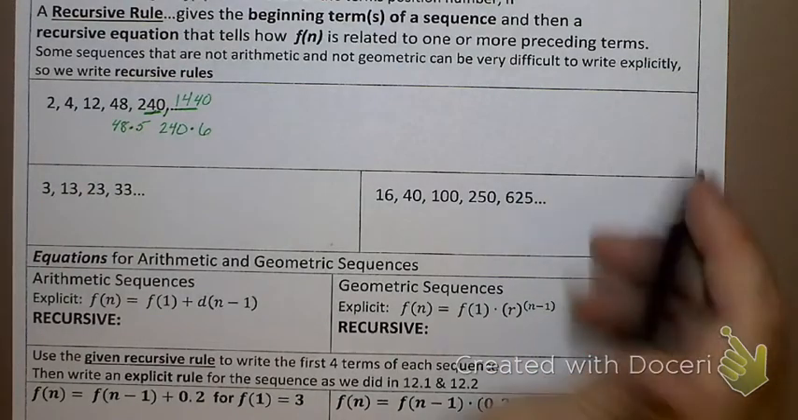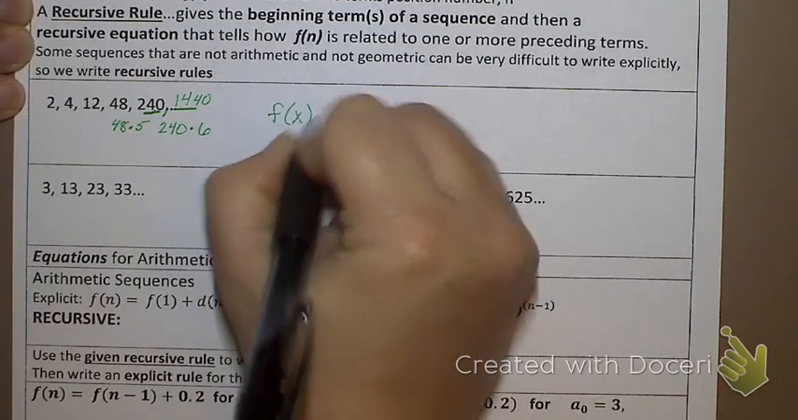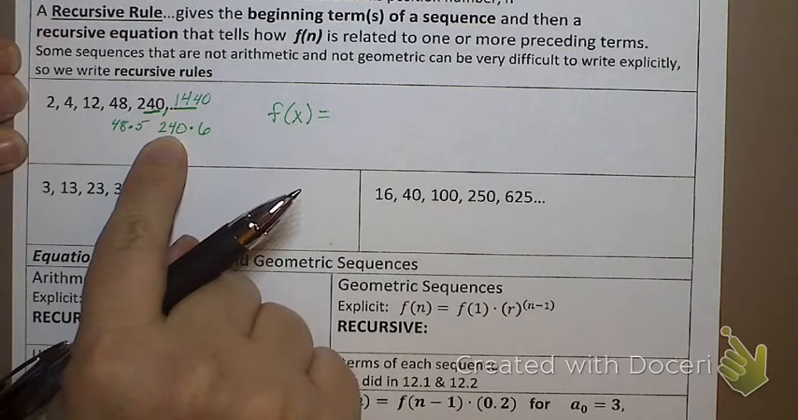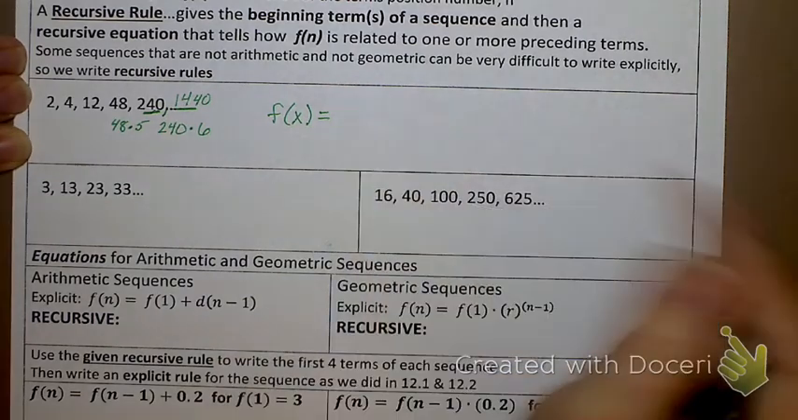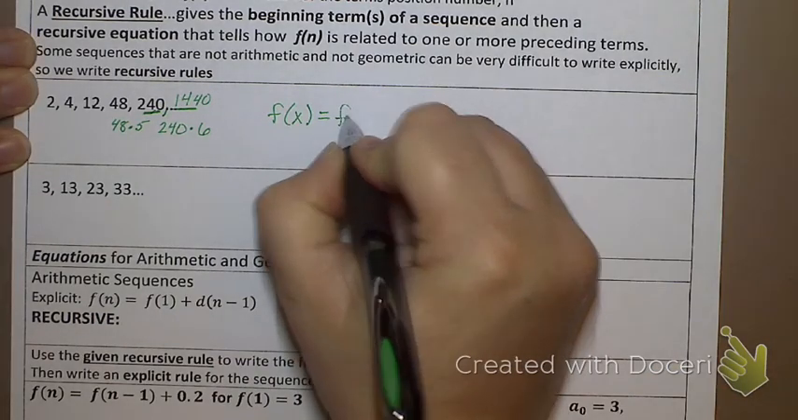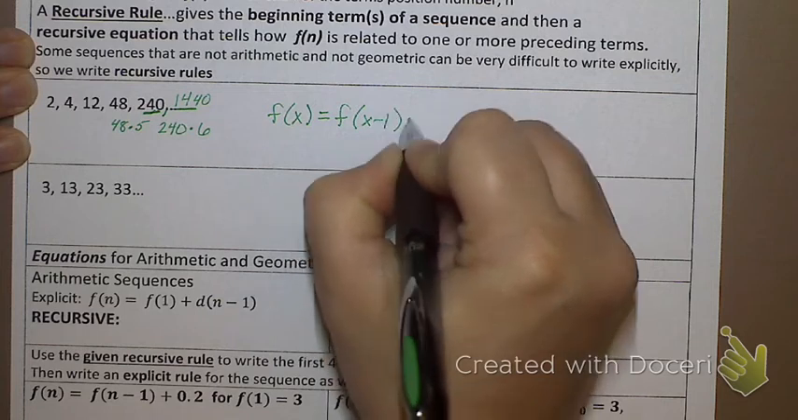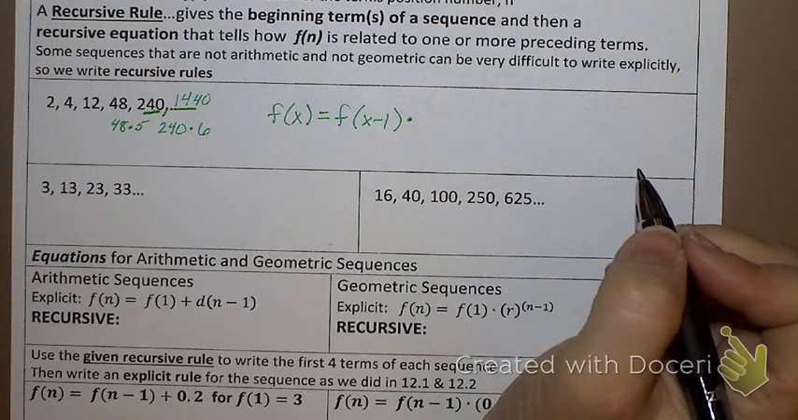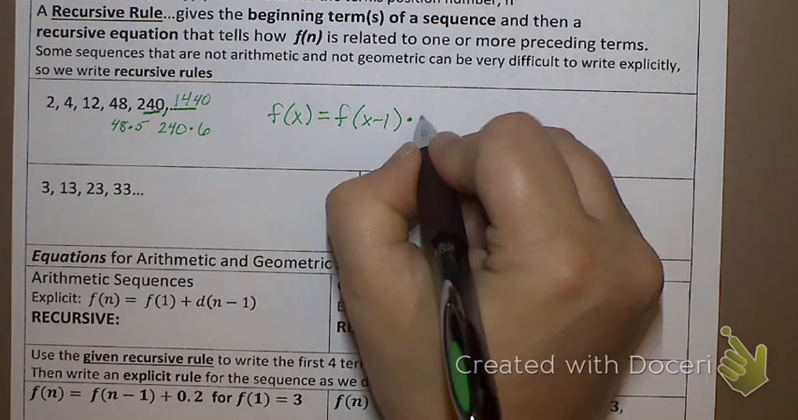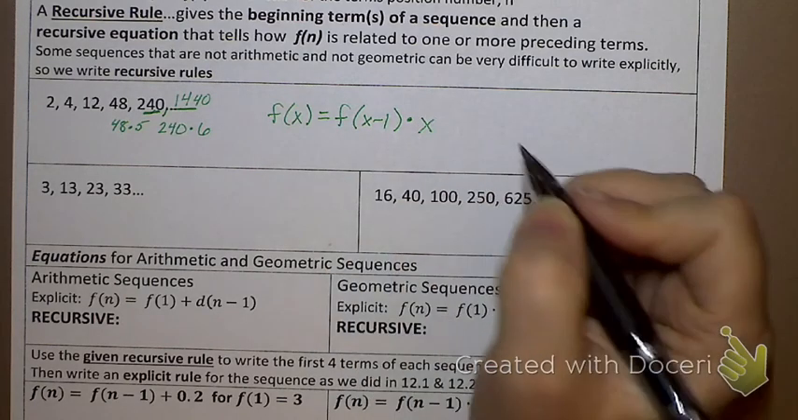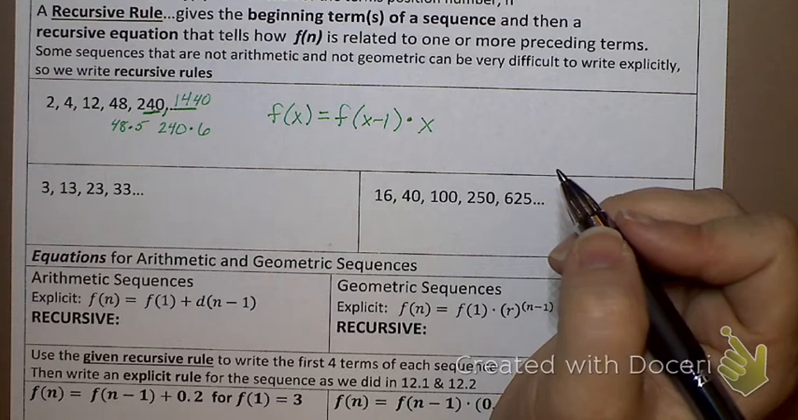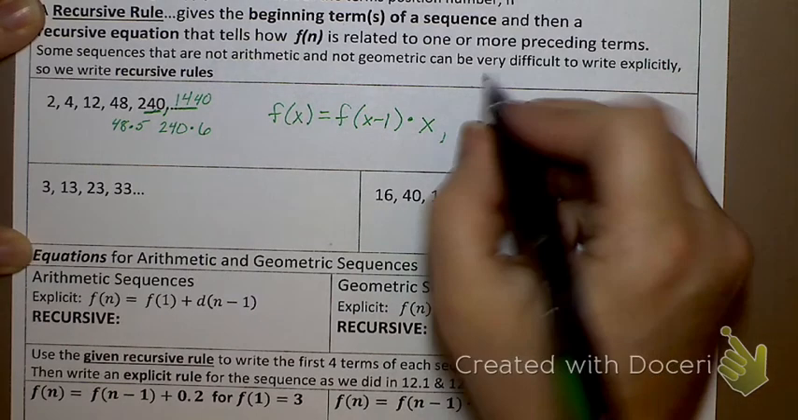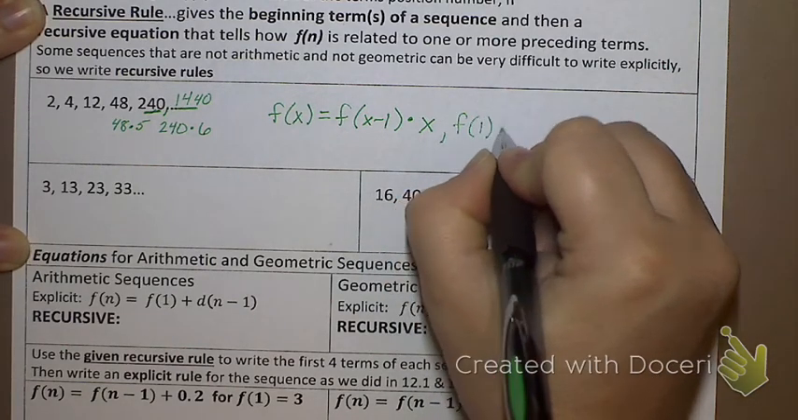Okay? So, f of x equals, what am I doing? I'm taking the term before. How do I write the term before in my formula? F of x minus 1. And what am I multiplying it by? By the term number, right? What's the term number? Not f of x. X. So that's my formula. But since it is recursive, I do have to include the first term.